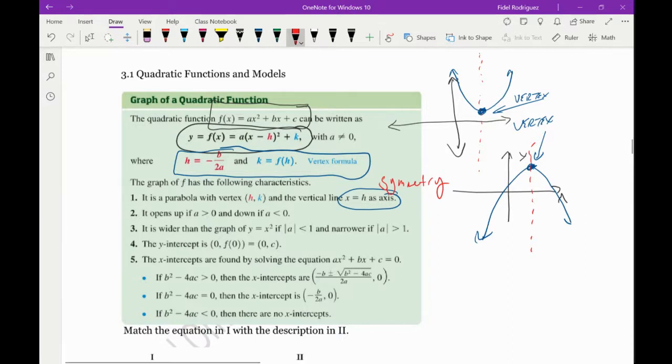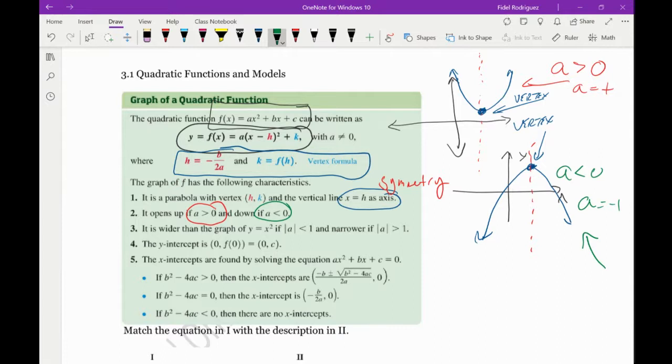And how do we know if the graph is going to open up? This means that the number a is positive. If a is greater than 0, meaning a is a positive number, then the graph is going to open up. And if a is less than 0, which means a is a negative number, then the graph is going to open down. So if a is positive, the graph opens up. If a is negative, the graph opens down. And then we talk about wider graphs and narrower graphs. We'll get into that a little bit.